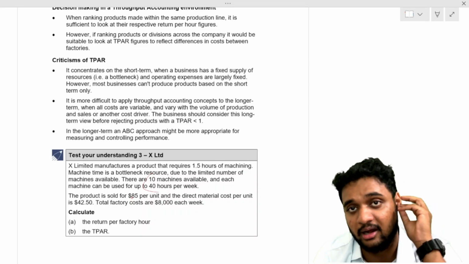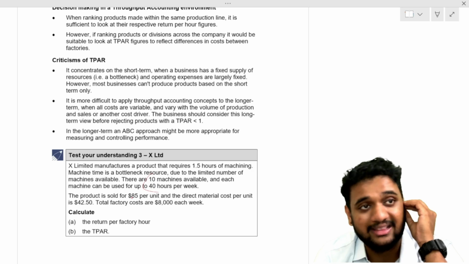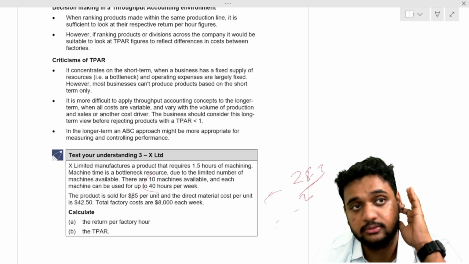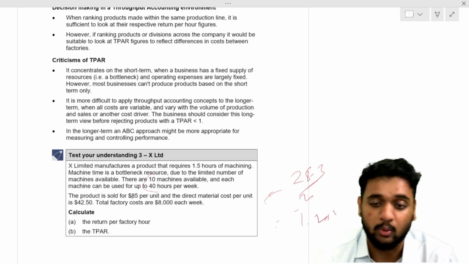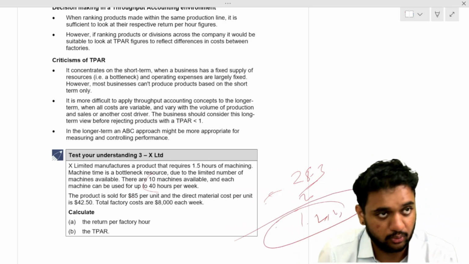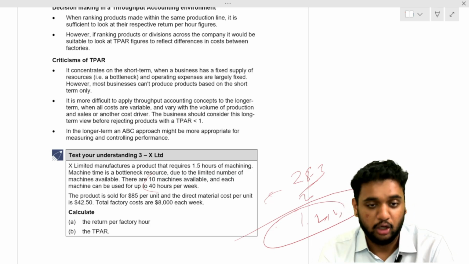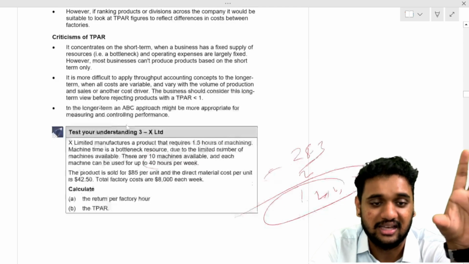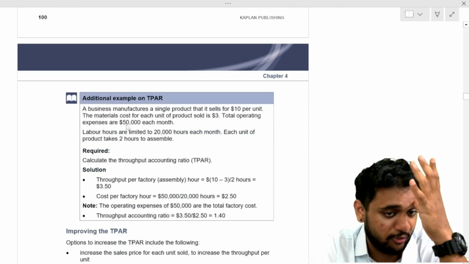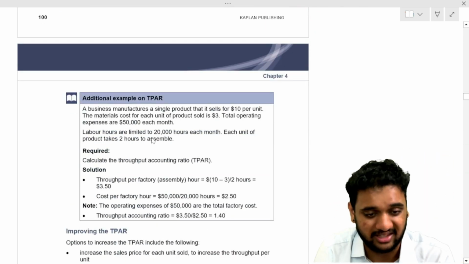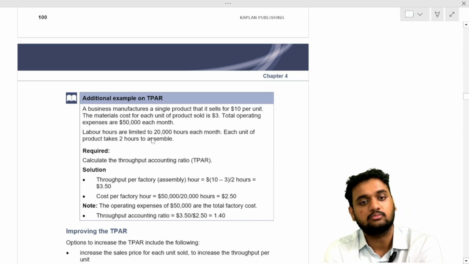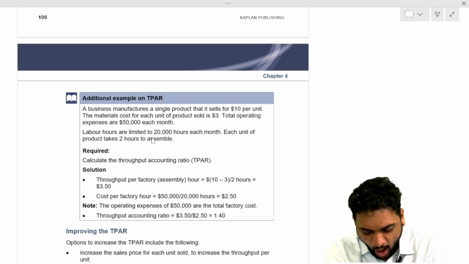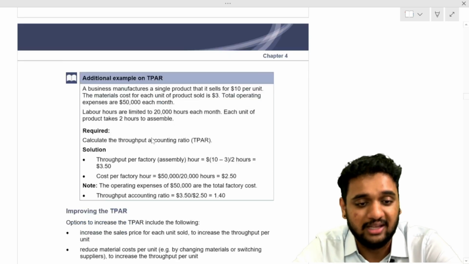What is the return per hour? 28.33, divided by 20. What will you get? 1.4165 is the throughput accounting ratio. Understood? Now we will do a concept where, whatever the limiting factor is, we will do the same thing here. Before that, do an additional example. I'll give you 2 minutes, please do this.